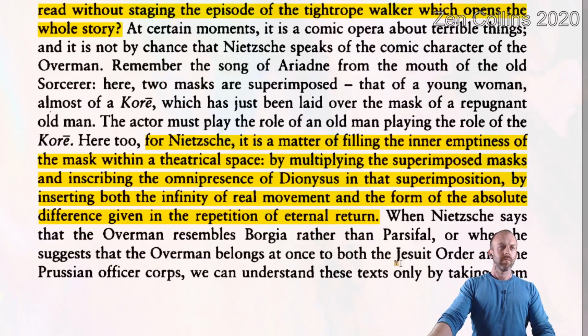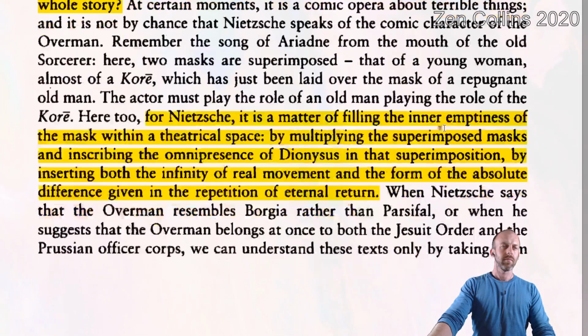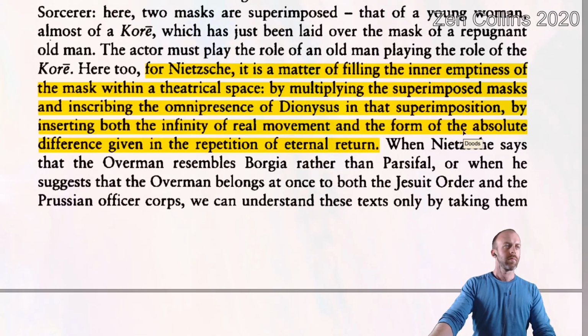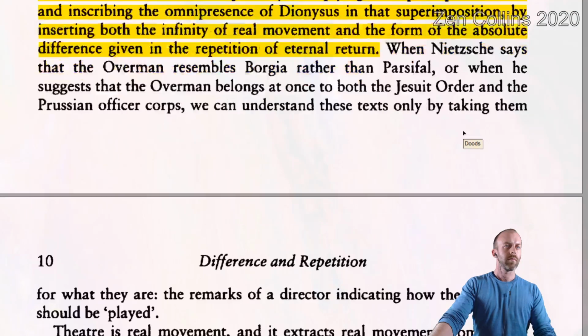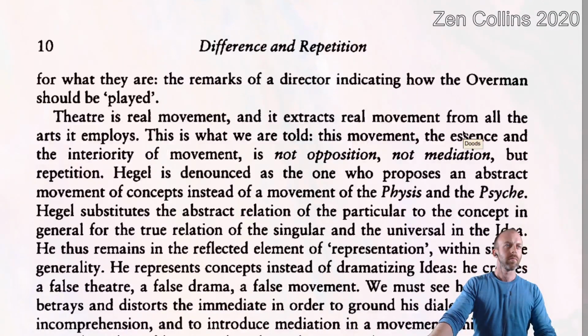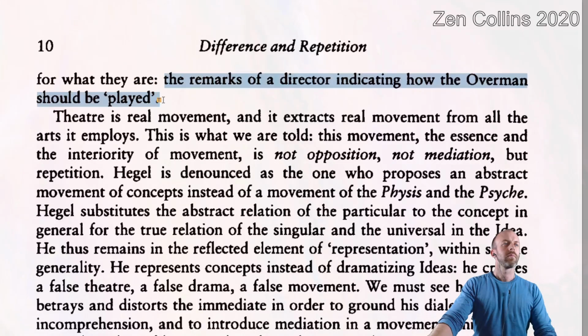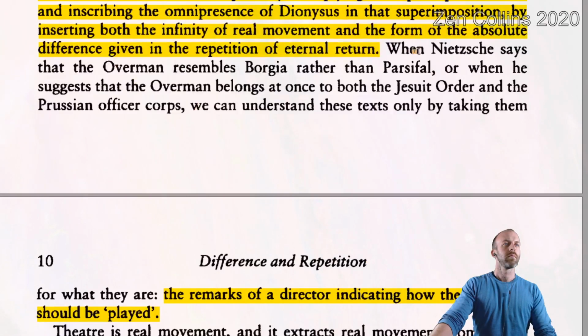When Nietzsche says that the overman resembles Borgia rather than Parsifal, or when he suggests that the overman belongs at once to both the Jesuit order and the Prussian officer corps, we can understand these texts only by taking them, in Difference and Repetition, for what they are: the remarks of a director indicating how the overman should be played. Theatre is real movement, and it extracts real movement from all the arts it employs.